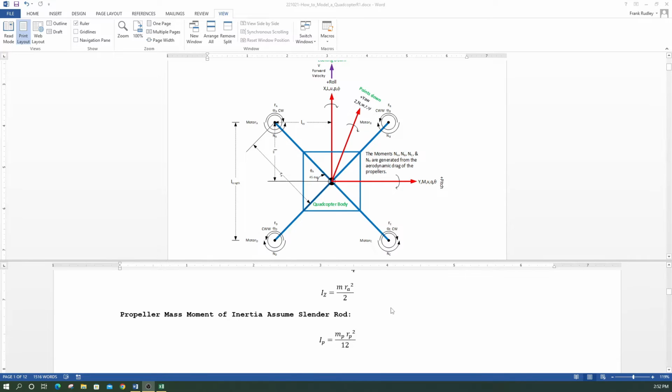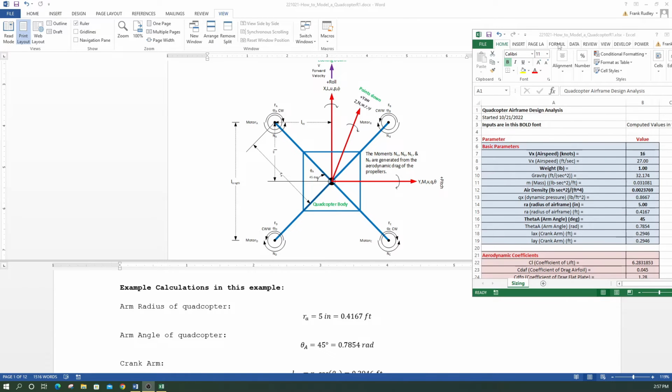And it's also good to have the mass moment of inertia for the propeller. So we assume our propeller is a slender rod. So we have our moment of inertia of the propeller is the mass of the propeller times the radius of the propeller squared over 12. So this would be the equation for the mass moment of inertia for the propeller.